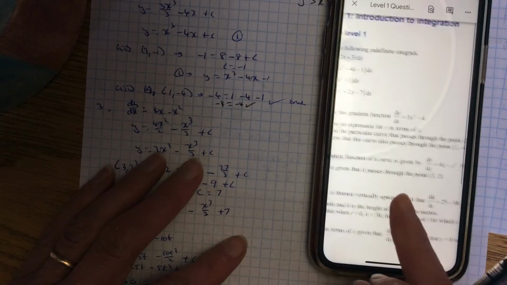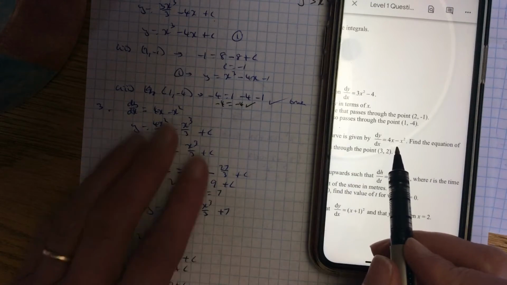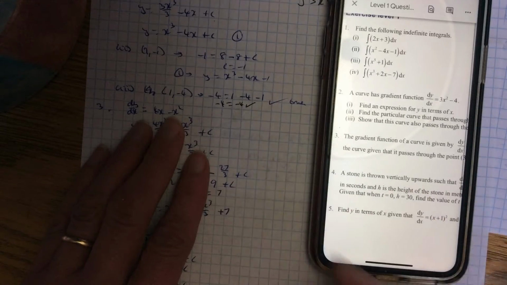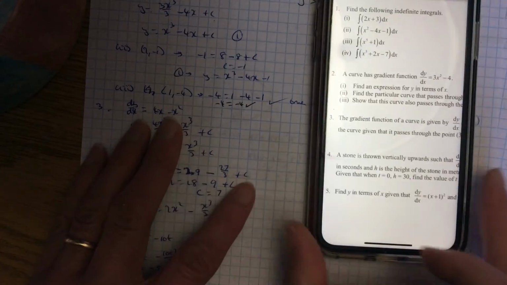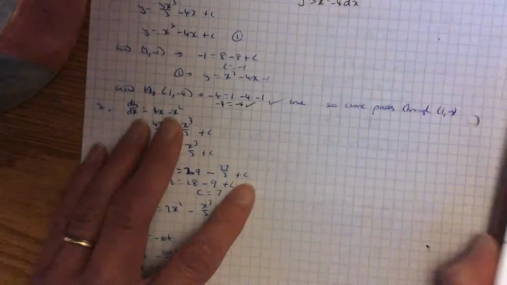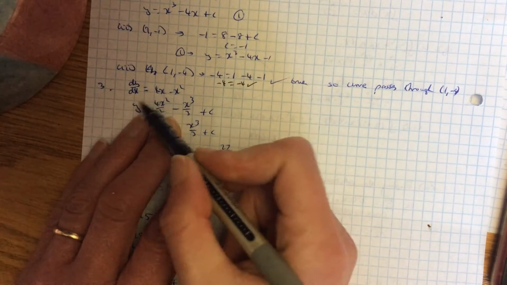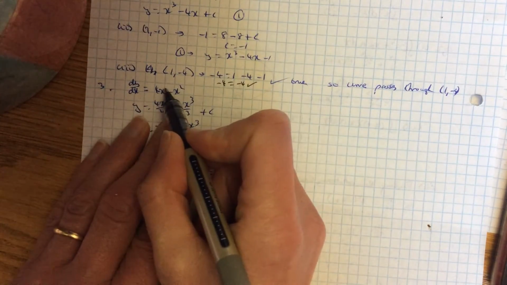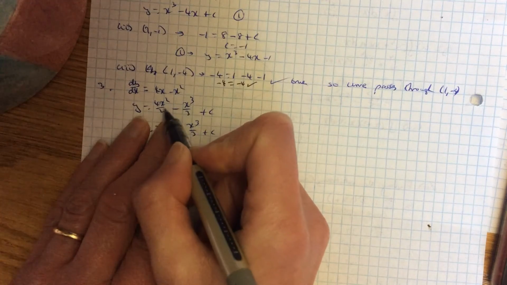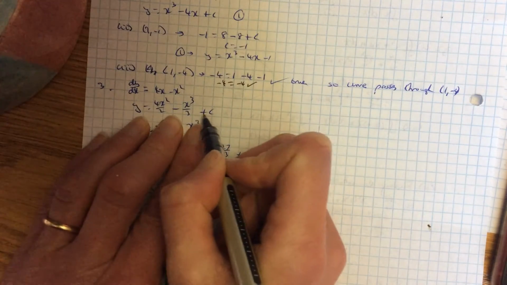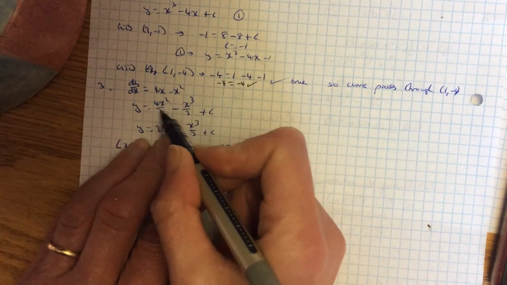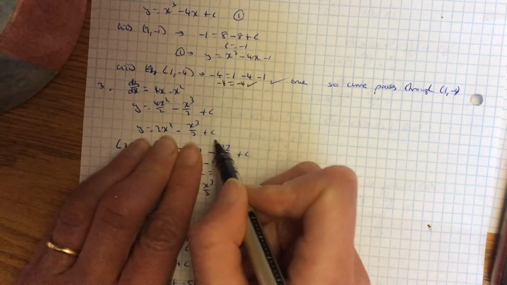Question 3. The gradient function is given by that. So dy by dx. Find the equation of the curve. Now, that's one of the ones where you'd have to know you need to integrate. The curve is y, so you have to integrate back to get it. So add 1 gives you x squared, divide by it. Add 1, x cubed, divide by it. Don't forget your c. Then I would always tidy up. 4 over 2 is 2.